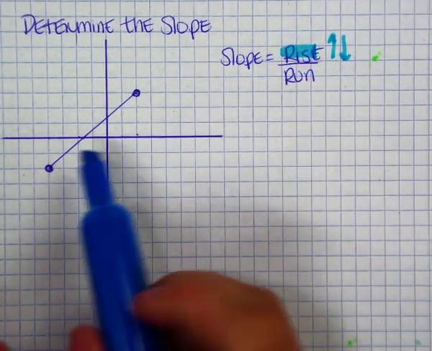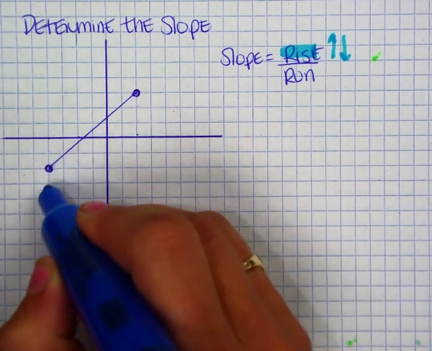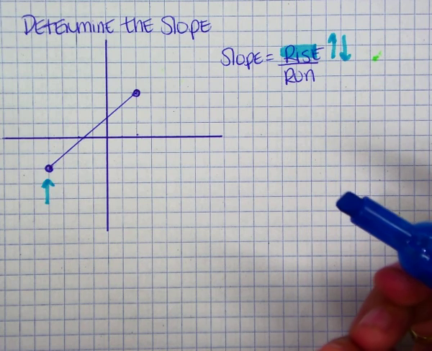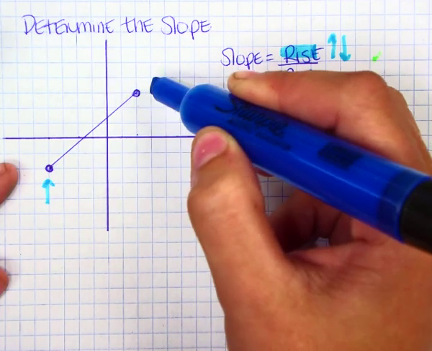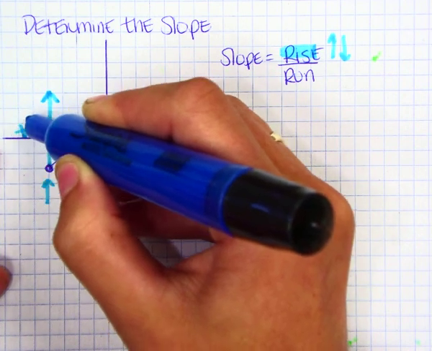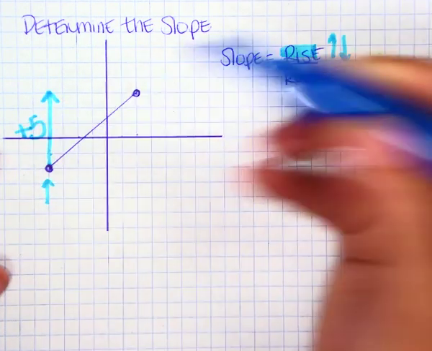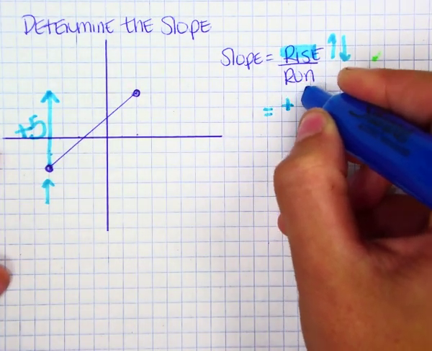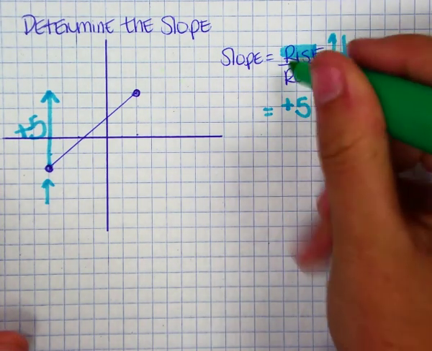So if I wanted to find the slope of this line here, I'm always going to start at the leftmost point. And then when I rise, I'm seeing how far I have to go straight up to get to this point. In this case, I'm going to draw an arrow up, and up is a positive movement. 1, 2, 3, 4, 5 units. So my rise is a positive 5. I'm going to put the plus sign there because it's important for me to remember to pay attention to my directions.